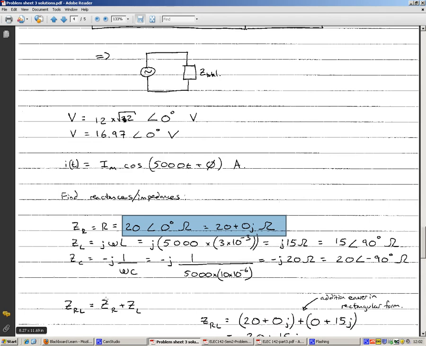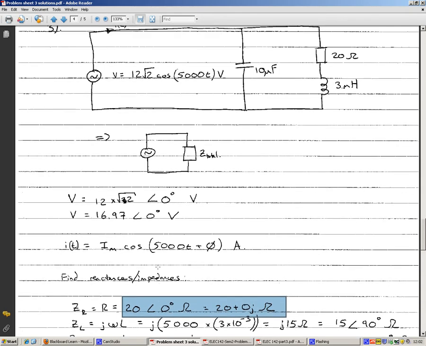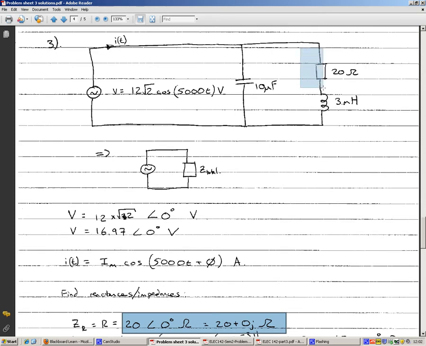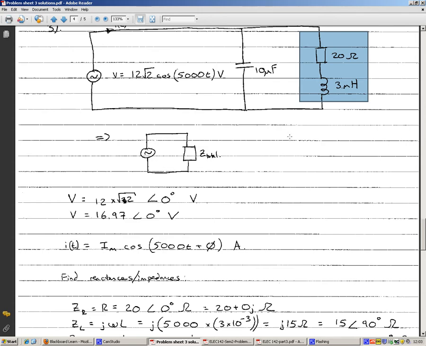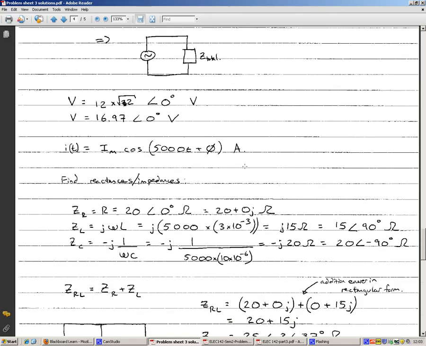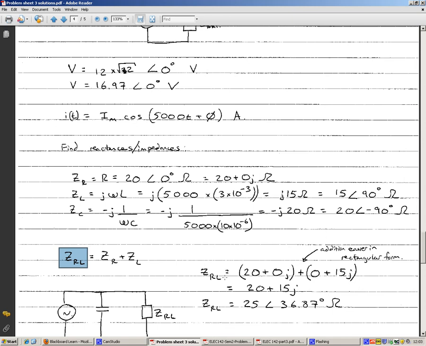So let's start to simplify our circuit. First of all, we're going to deal with the components that are in series. So we're going to find the total impedance for this section, this branch of the circuit, the resistance in series with that inductor. So we're going to call that ZRL, and that's equal to ZR plus ZL. So let's work that out.